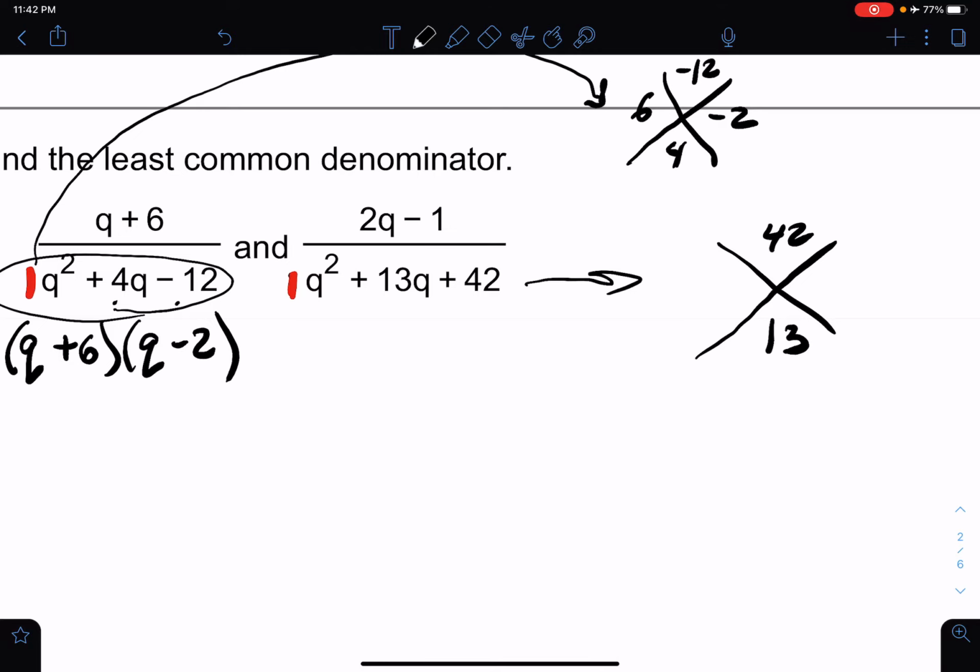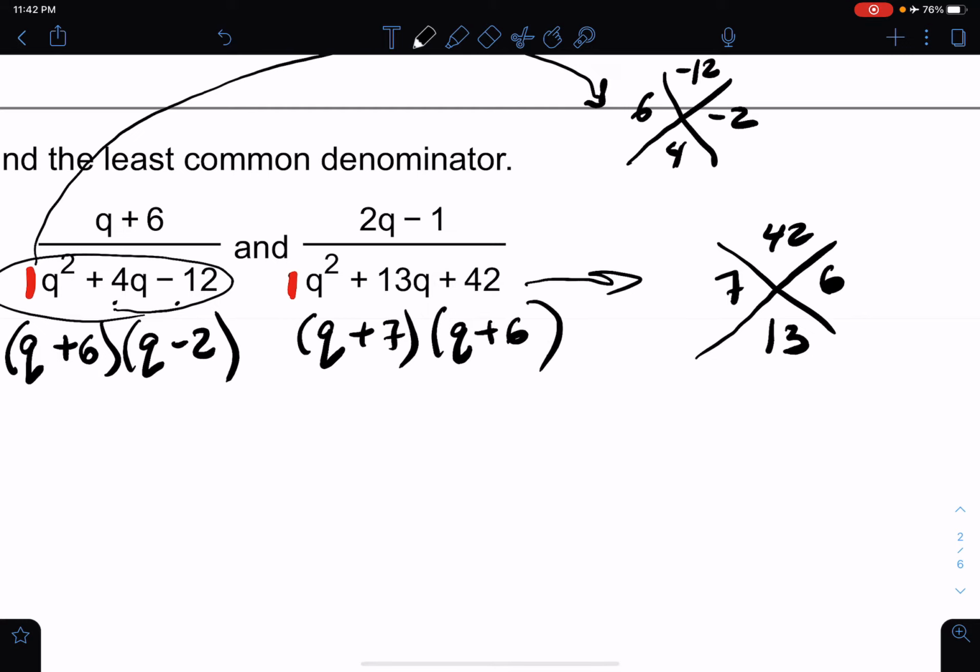What multiplies to 42 and adds to 13? Well, how about 7 times 6? 7 times 6 is 42, and 7 plus 6 is 13. So then we get q plus 7 times q plus 6.